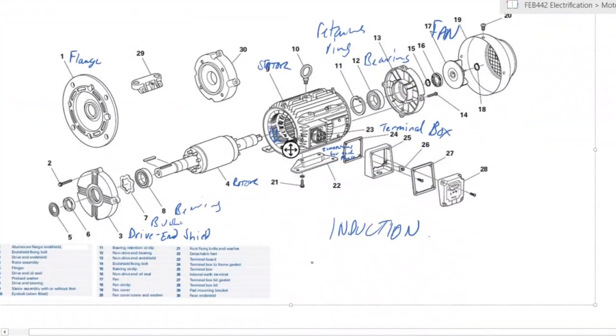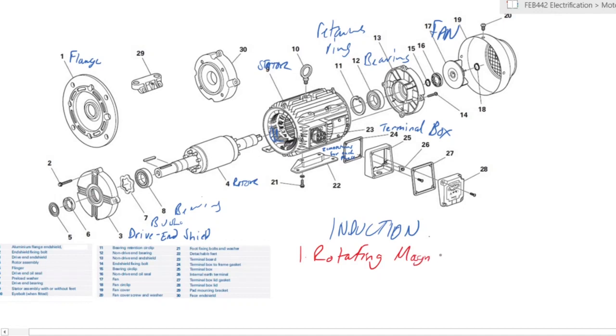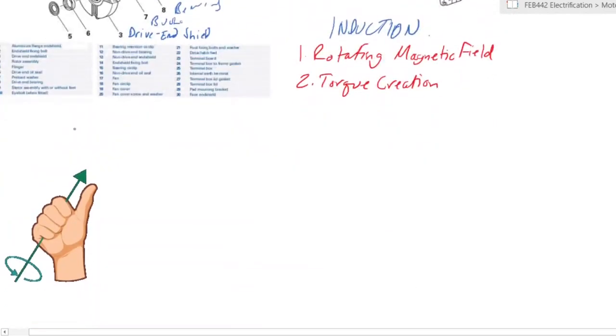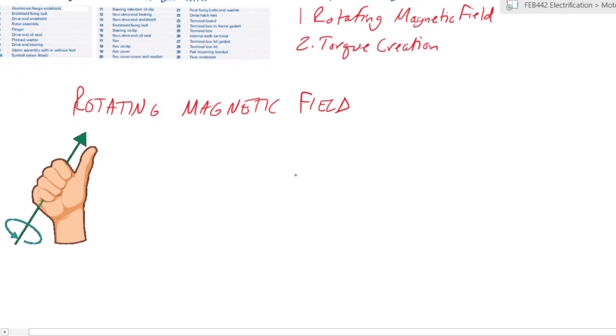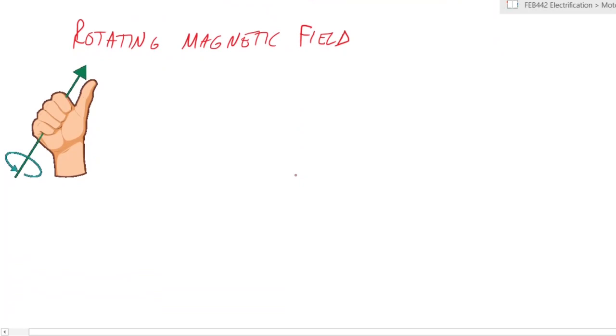So the principles of induction are 2. Number 1 is rotating magnetic field, and number 2, torque creation. Okay, so let's start with rotating magnetic field. Right. So rotating magnetic field, anytime you have a current carrying conductor.